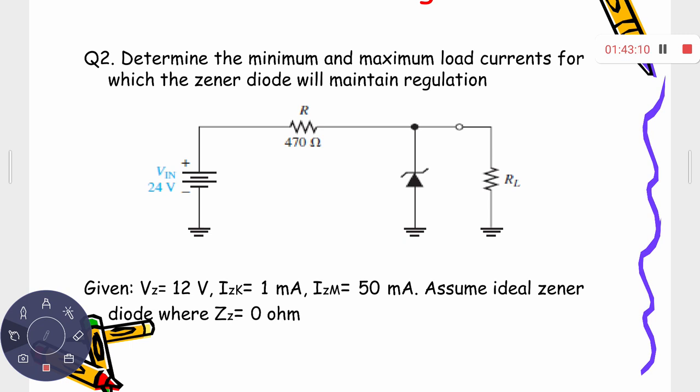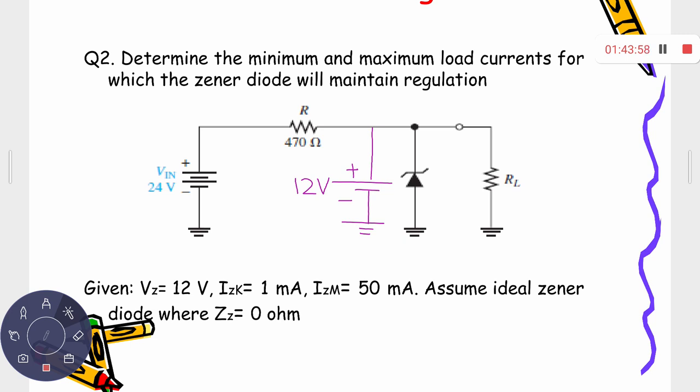Now, it is easy this time because you have only one battery, nothing else. 12 volt. Right? Only one battery, 12 volt. No resistance. IZK is given as 1 milliampere, IZM is given as 50 milliampere. Input voltage is 24 volt, that is also fixed. Now, the only thing which is unknown is your load resistance, RL.